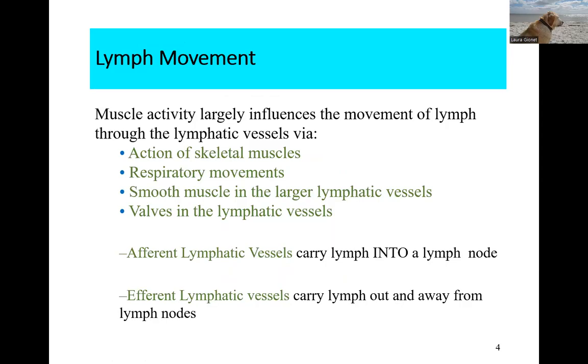So lymph movement, as I didn't so articulately describe before, is dependent upon muscle activity due to the respiratory movements of the diaphragm on the abdominal pelvic cavity, as well as the lungs expanding and affecting movement through the thoracic cavity, smooth muscle in the larger lymphatic vessels, and the valves that are present there.